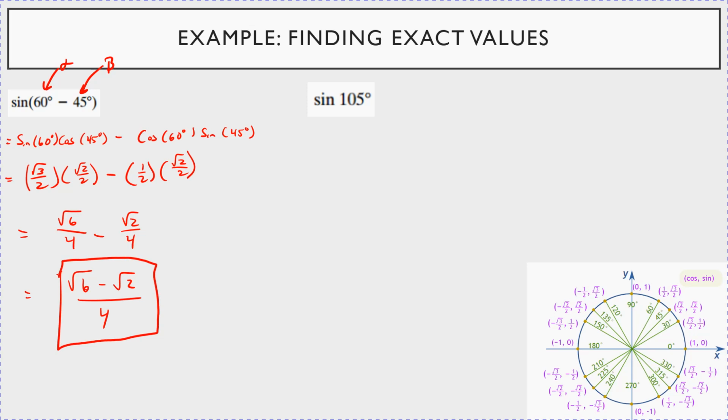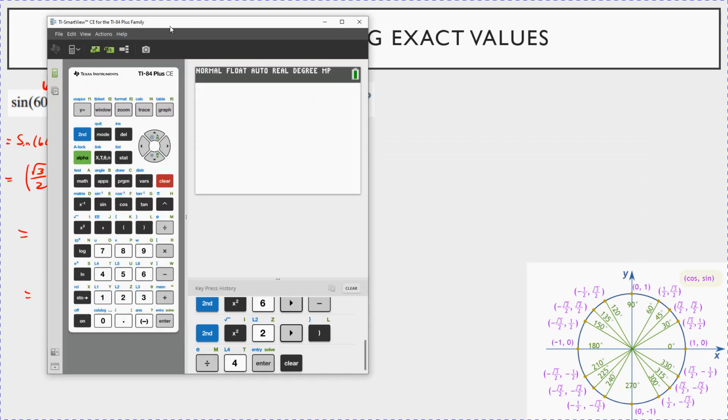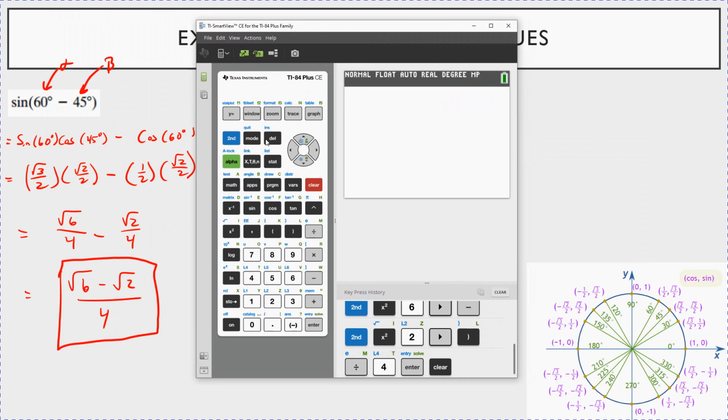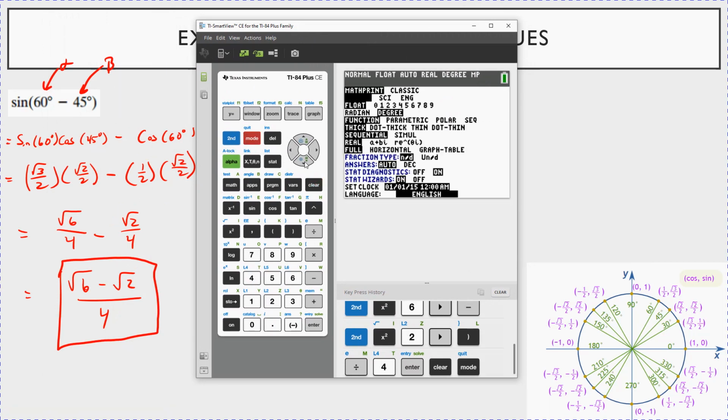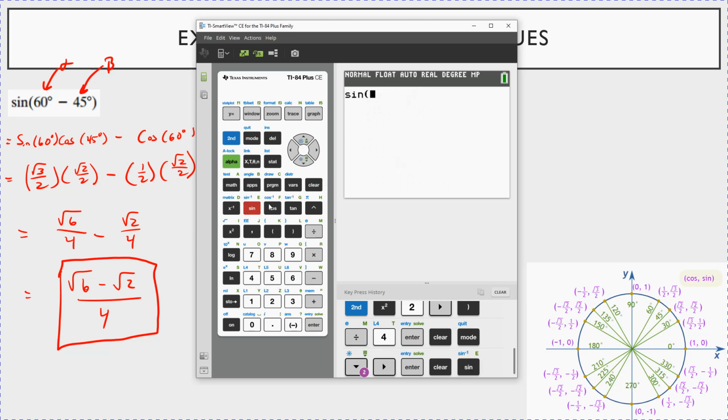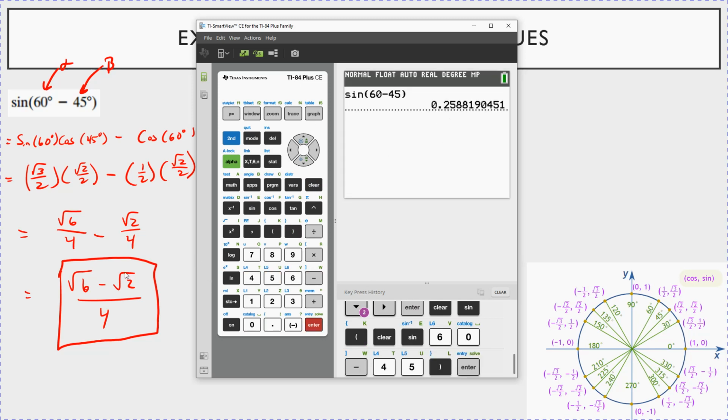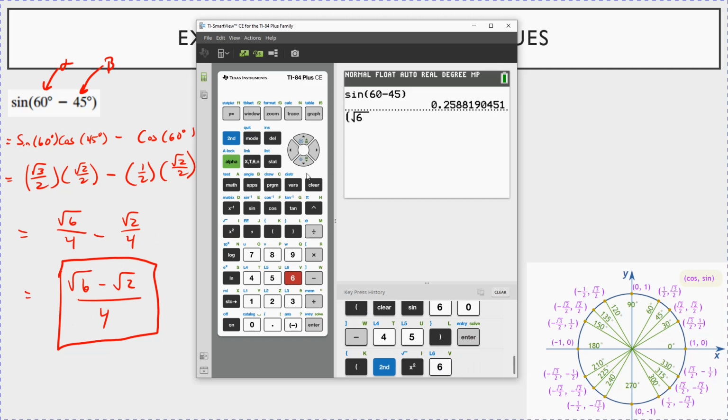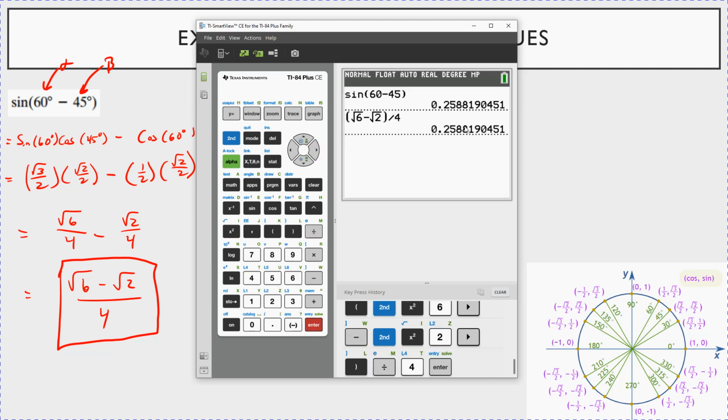Let me show you that this is true. Let me load up the graphing calculator here and show you that this all works out. If this is in degrees, just go to mode and make sure your calculator is switched from radians to degrees, okay? So look, sine of 60 minus 45. What is that? 0 point whatever this is. Now let's see if this is what that is equal to. Square root of 6 minus the square root of 2, divided by 4. Look, you get the same thing. So we found the exact value using this formula here.